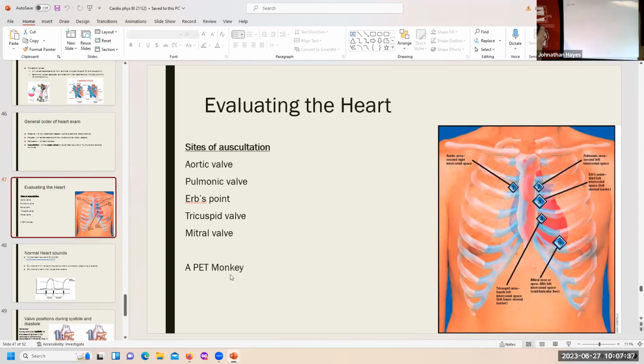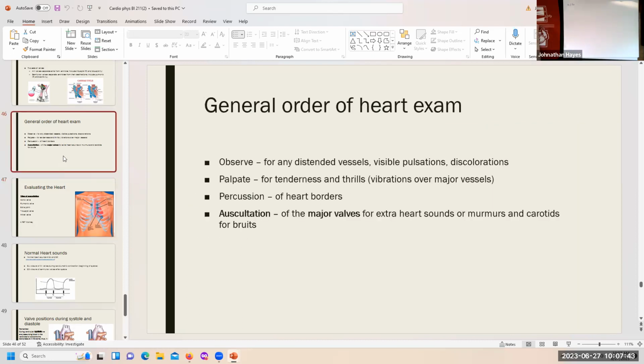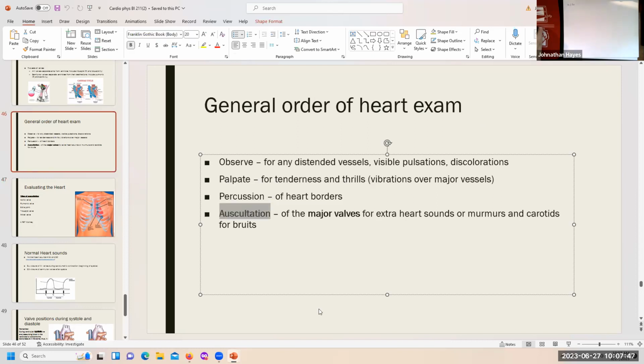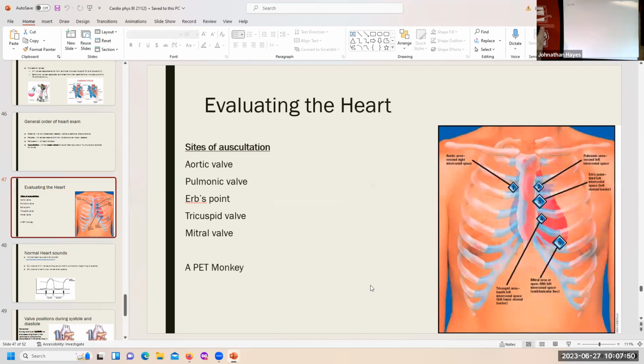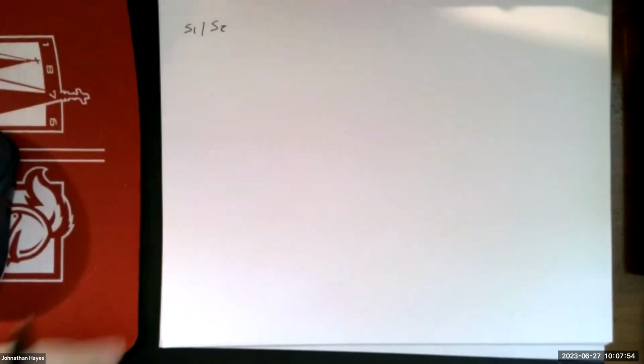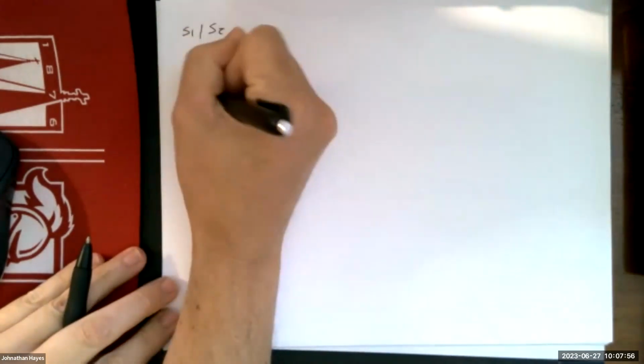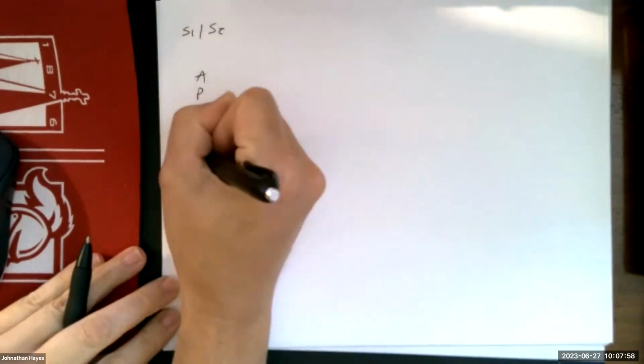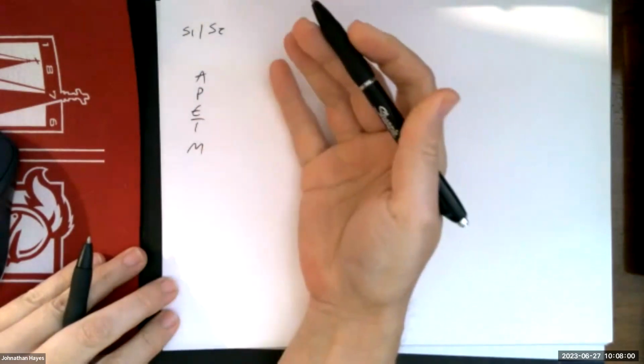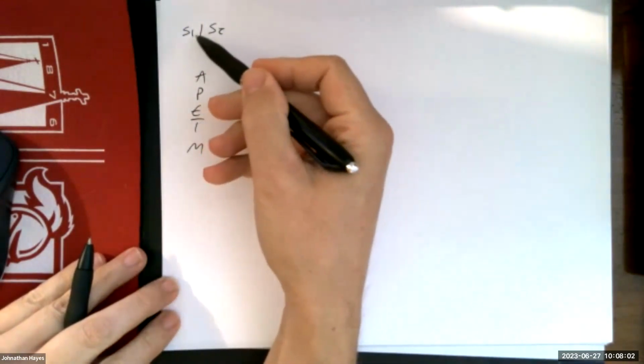So there's a little mnemonic called "a pet monkey" that reminds you of the order that you go in when you're auscultating the heart, right? So listening with the stethoscope. So when we do our "a pet monkey," what we're listening to is the normal closure of the valves.